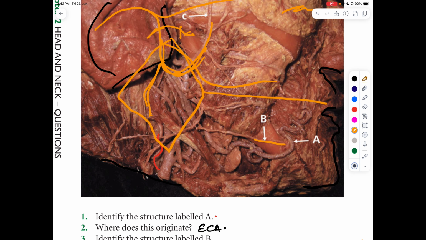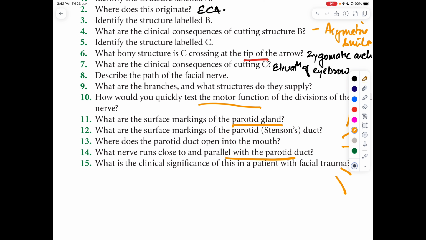Which nerve runs close and parallel to the parotid duct? Commonly the nerve passing very close is the buccal branch of the facial nerve, which runs along the parotid duct. In a patient with a cut or laceration of the cheek, this is a very important nerve, the buccal branch. What is the clinical significance in facial trauma? Whenever there is trauma to the face, laceration of the parotid duct can be excluded by examining the papilla for signs of bleeding or bruising. The duct can be gently cannulated with a lacrimal probe.